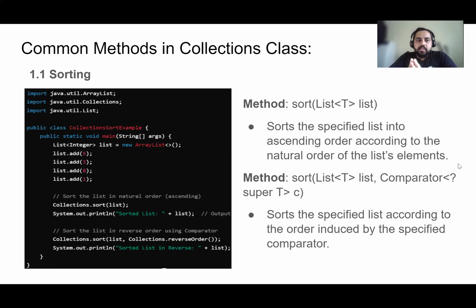Sorting related methods we'll discuss in the Collections utility class. We have one method called sort. These are all static methods, so without creating an object, we can call a static method with the help of its class name. Collections is the class name. In order to call these methods, we have to call it like Collections dot method name. Some of the methods useful for sorting purposes is sort.